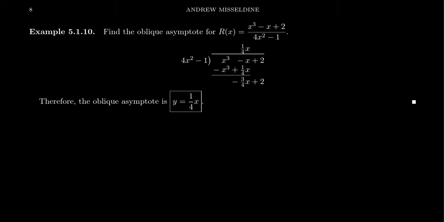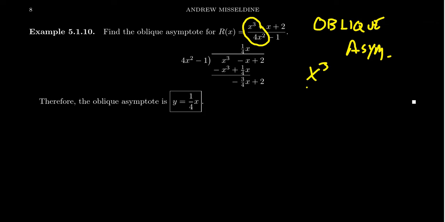Let's do another example. In this one, we have x cubed over 4x squared. Again, they differ by 1. So this is a situation in which we're going to have an oblique asymptote because the top differs from the bottom just by 1. And so how do we determine that? We're going to take x cubed divided by 4x squared. That gives you x over 4, or 1/4 x.